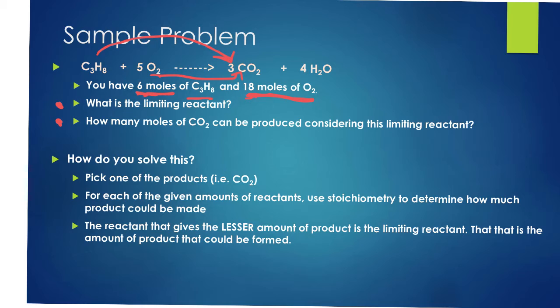And then you're going to compare those two values, okay? And the one that produces the least amount of product is the limiting reactant. And that's the one that's going to determine how many moles of carbon dioxide can be formed. So that's just talking out the problem. Let's try to use stoichiometry to solve that.